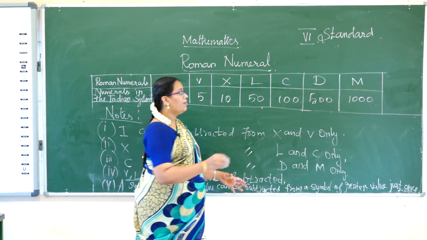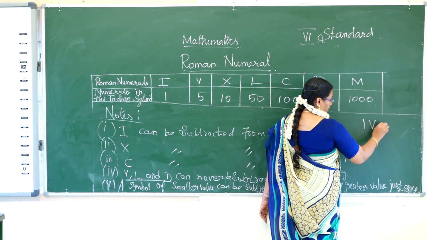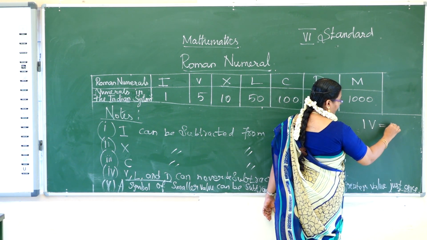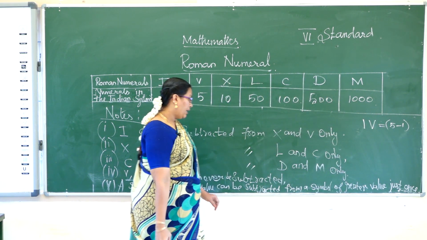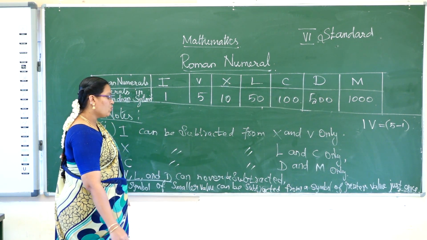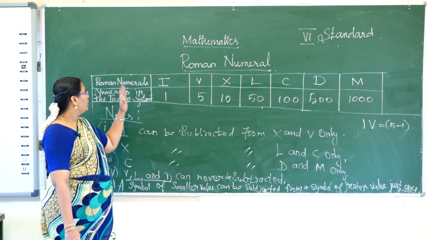And then the fifth rule: a symbol of a smaller value can be subtracted from the symbol of the greater value just once only. Okay, so for example, 4 is given, just one time only, 5 minus 1. So just one time only you can subtract the smaller value. Okay, I hope you all understand the Roman numerals.